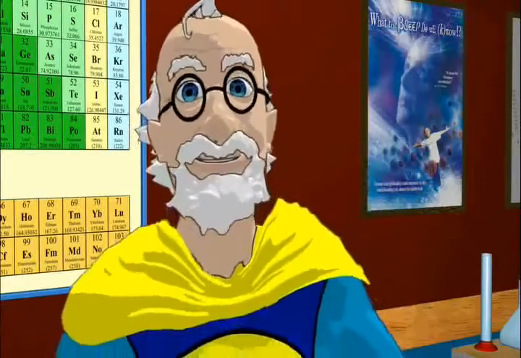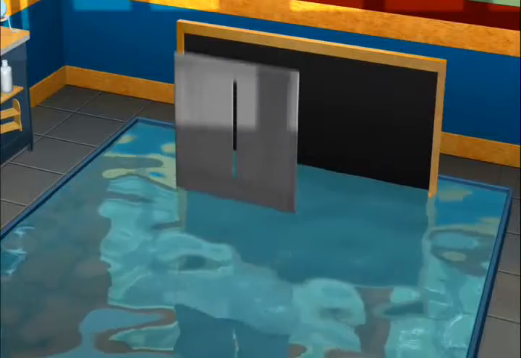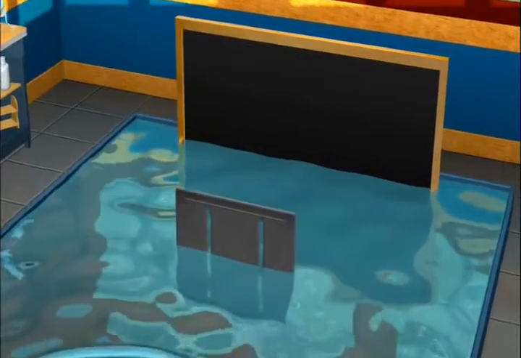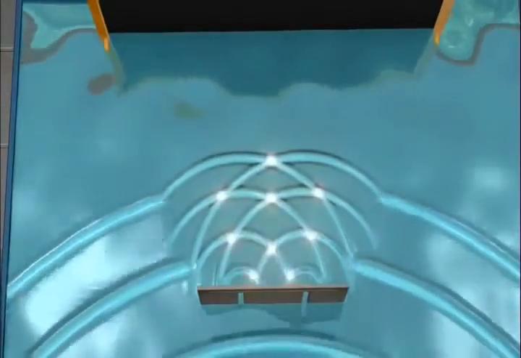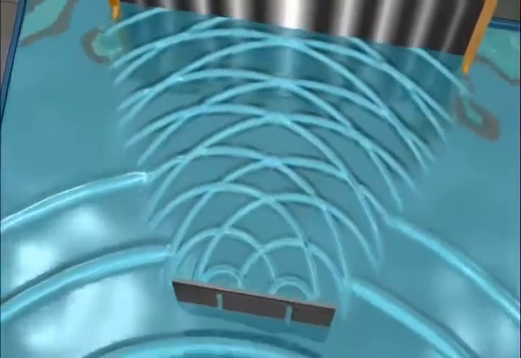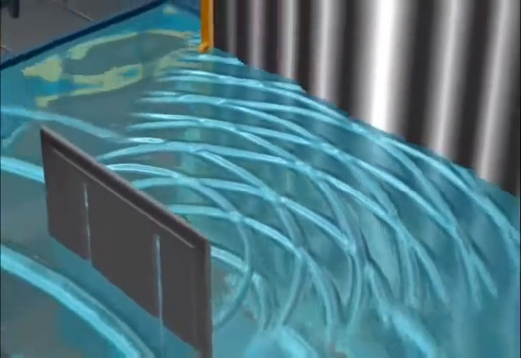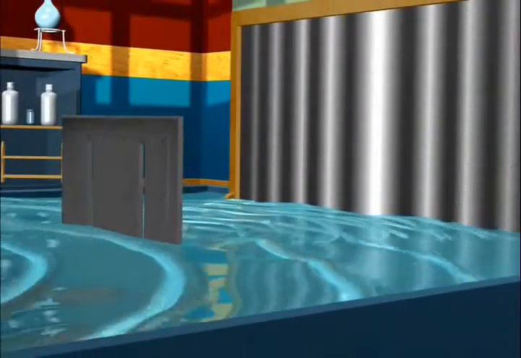But when we add the second slit, something different happens. If the top of one wave meets the bottom of another wave, they cancel each other out. So now there is an interference pattern on the back wall. Places where the two tops meet are the highest intensity, the bright lines, and where they cancel, there is nothing.